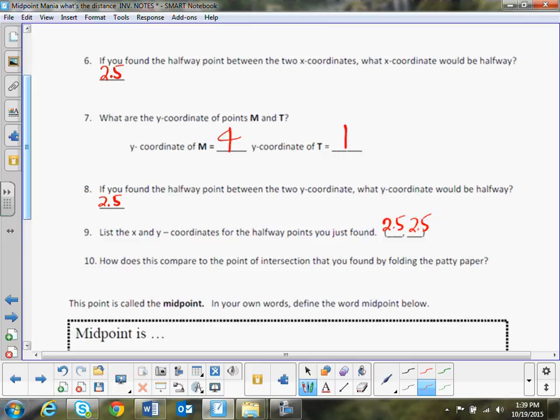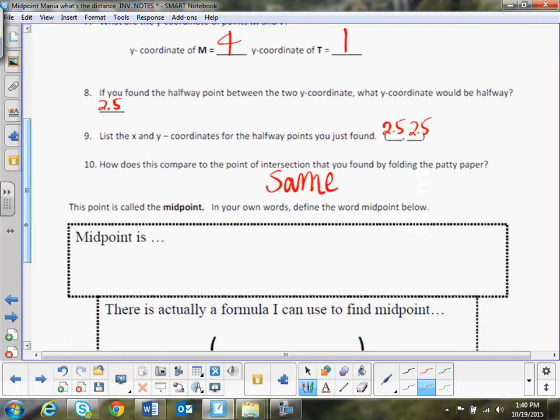How does this compare to the point of intersection we found on the planning paper? Same thing, right? So this point is called the midpoint. In your own words, what can you write down for the midpoint? It's exactly halfway. Okay, it's exactly half the distance between the two endpoints. If you write it in your own words, I'll write it in mine.